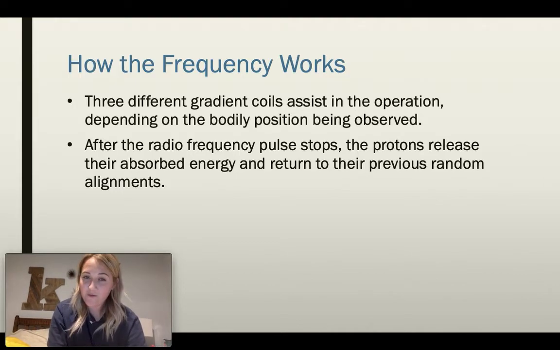After the radio frequency pulse stops, the protons release their absorbed energy and return to their previous random alignments like before. This emits a certain radio frequency back to the coil, which is calculated based on the tissue being imaged and the strength of the main magnetic field using the mathematical formula we talked about before.